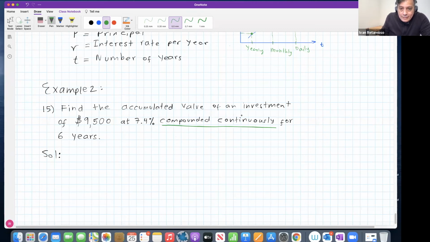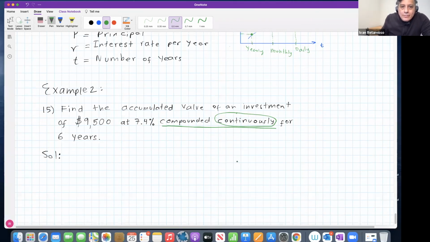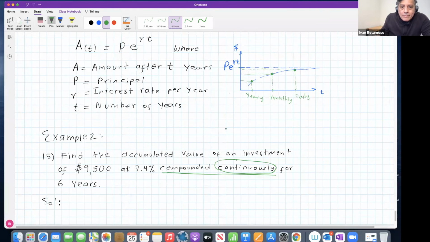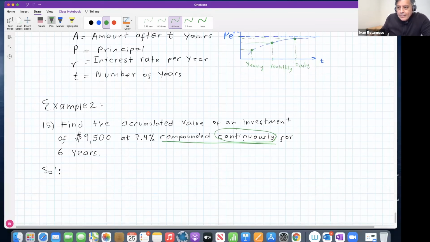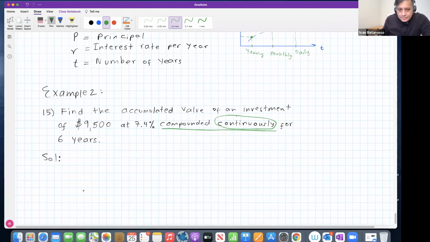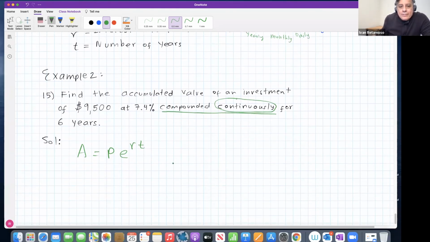Compounded continuously, especially this word, inside the body of the word problem. So immediately I know that I have to use this formula, the second formula. A equals P times E raised to RT, no n appears in this formula. So the accumulated value of your investment will be principal, 9,500, times E, the Euler number, we have it.